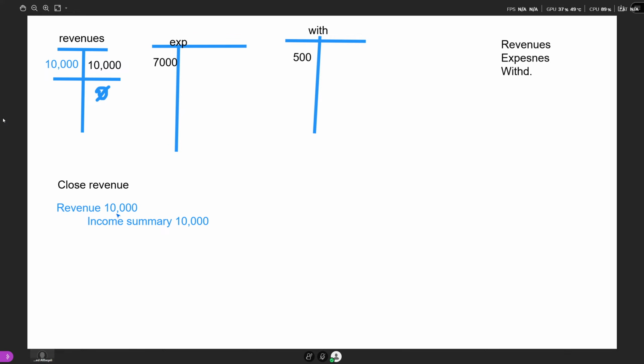I must also have something on the credit side, because I cannot have an entry with only one item on the debit side. I need to have another item on the credit side. What did I credit? Income summary. What does income summary mean? Income summary is just another temporary account that I have just created now. What is the purpose of this account? It will only help me close the income statement items.